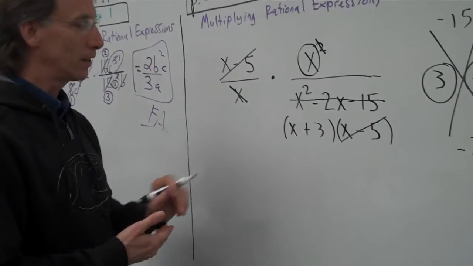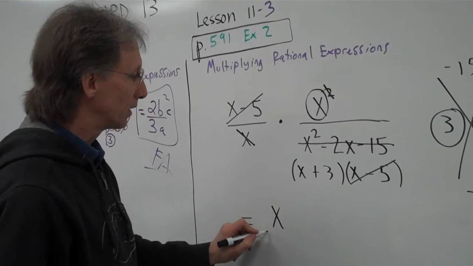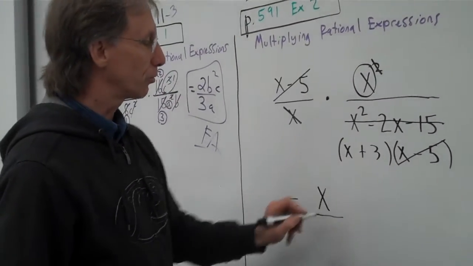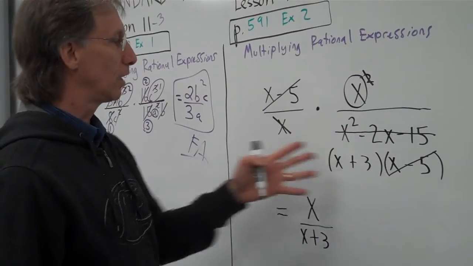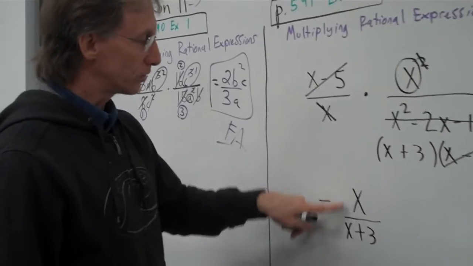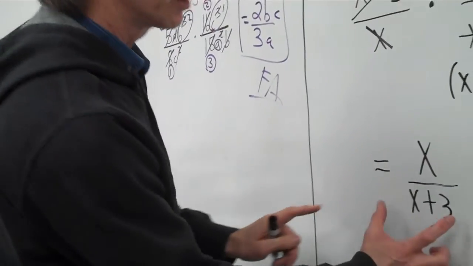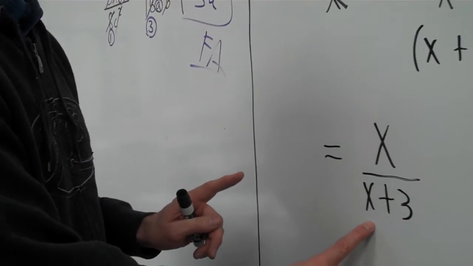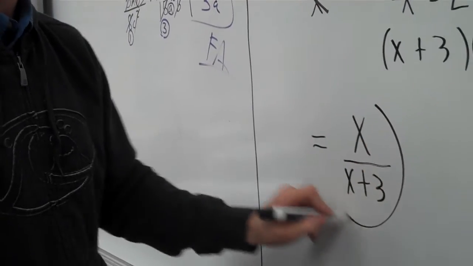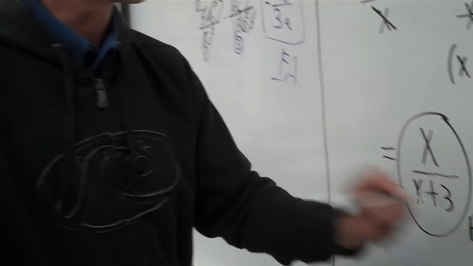So to write our final answer, we simply write what we have left, which is the x on the top and the x plus 3 on the bottom. There's nothing else available. By the way, we cannot cross these two x's out because this x is by itself, but this one is part of the team here of x plus 3, so we cannot cross this x out. That becomes our final answer right there, x over x plus 3.